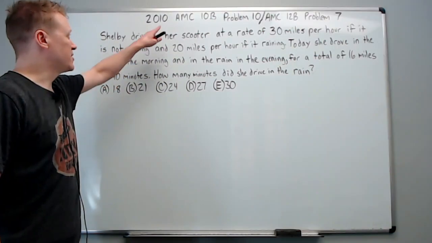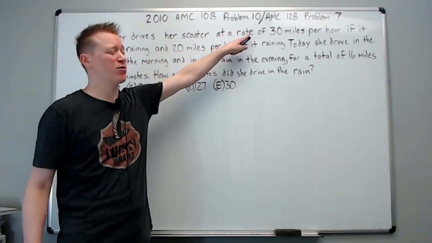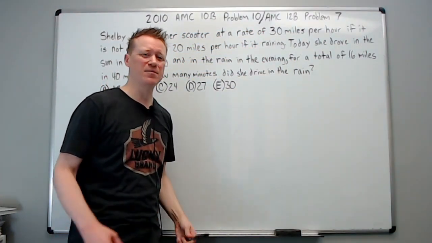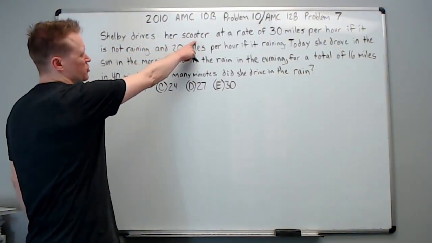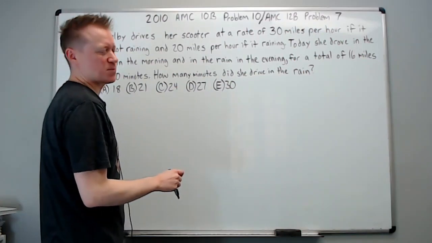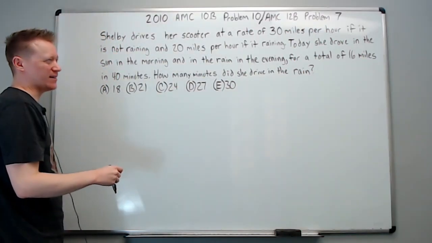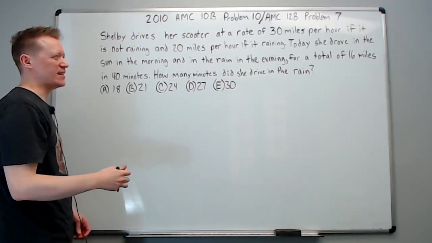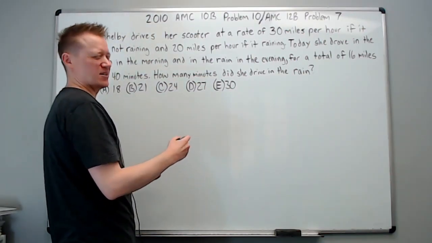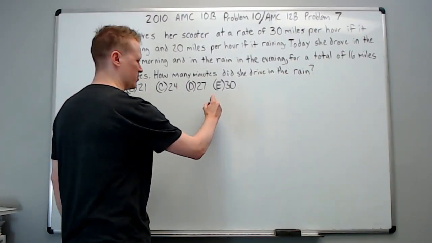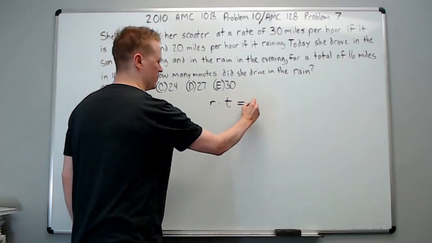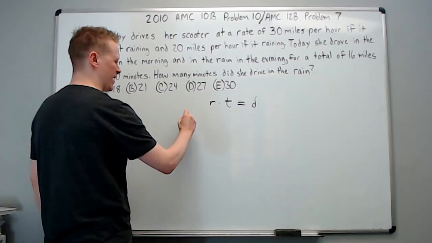All right, and this is the 2010 AMC 10B problem 10. It was also the AMC 12B problem number 7. Shelby drives her scooter at a rate of 30 miles per hour if it is not raining and 20 miles per hour if it is raining. So right away, it's a rate problem and there's distances involved probably, so we should probably use rate times time equals distance. And we already have information.